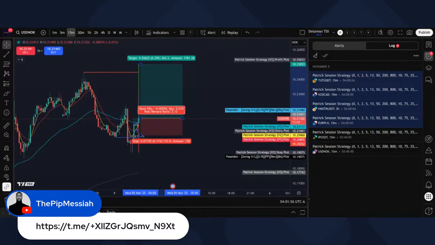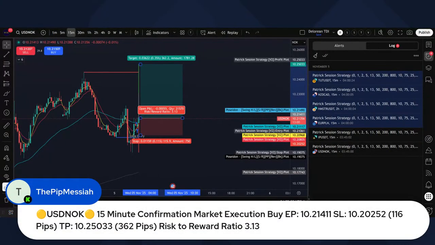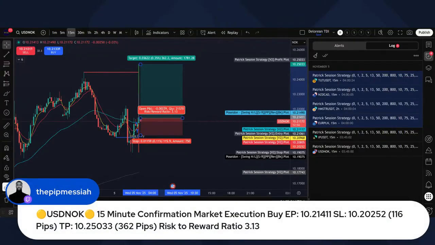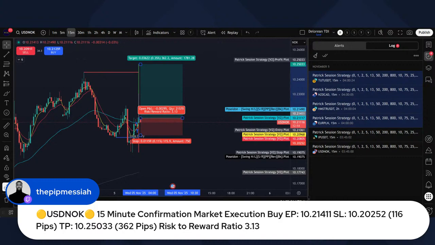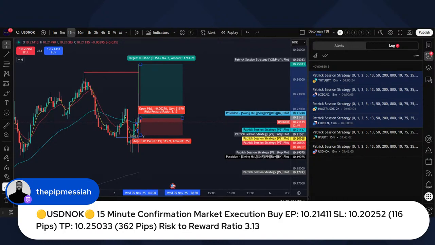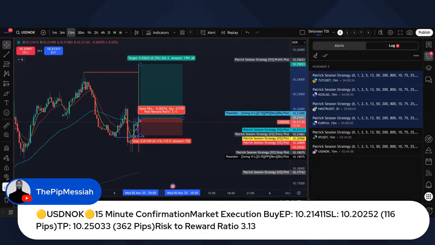All right, here we go. We've got a buy on United States dollar versus Norwegian crowns, the 15-minute. Entry at 10.21411. Stop loss at 10.20252 for 116 pips. Take profit is 10.25033 for 362 pips. And a risk to reward ratio of 3.13.